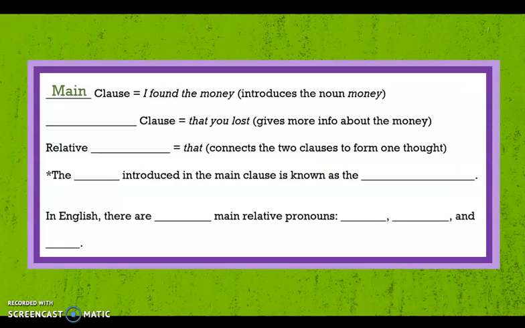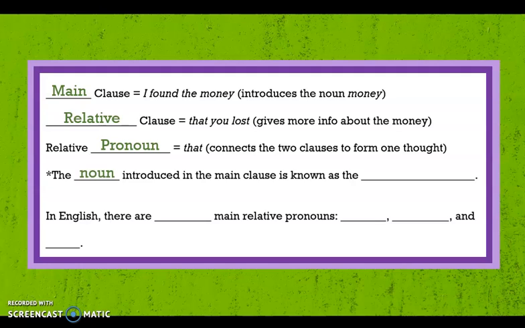The main clause is, like I said, I found the money. There we introduce the noun money. The relative clause, that you lost, gives us more info about the money. And the relative pronoun is the word that. It connects the two clauses to form one thought.